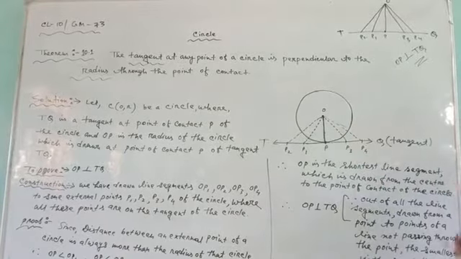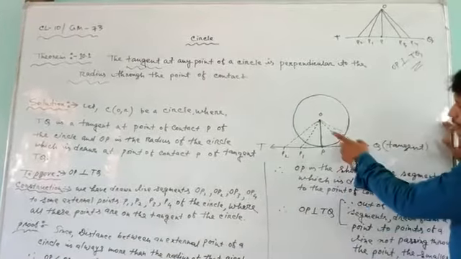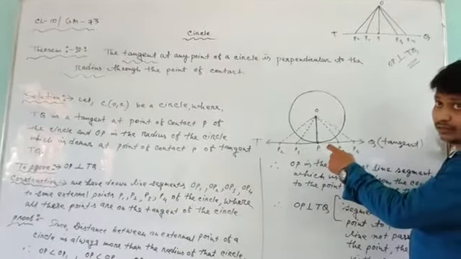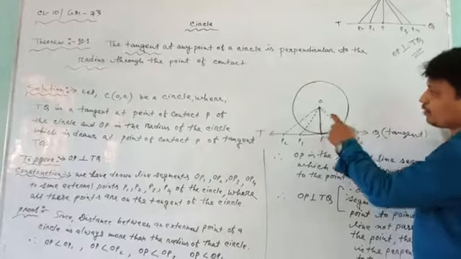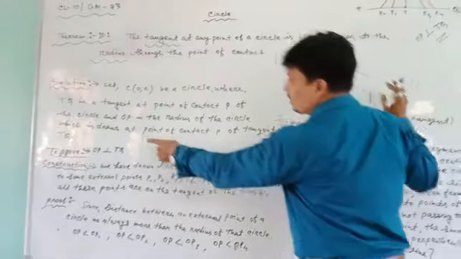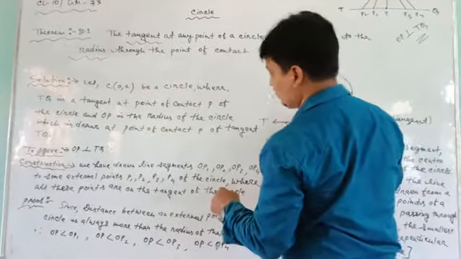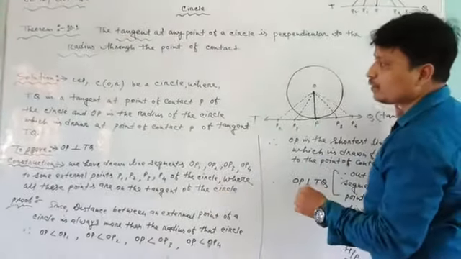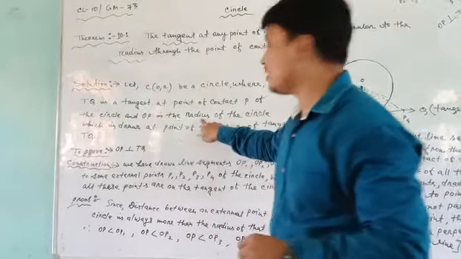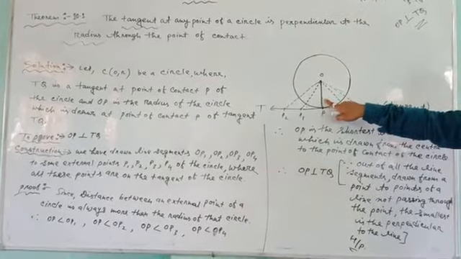Now, first of all we have to prove that OP is the shortest. OP is the radius, which is already mentioned. So just keep in mind, we have to prove OP is the shortest.